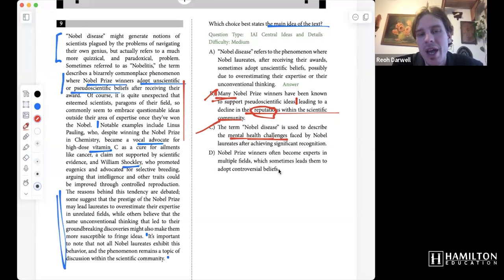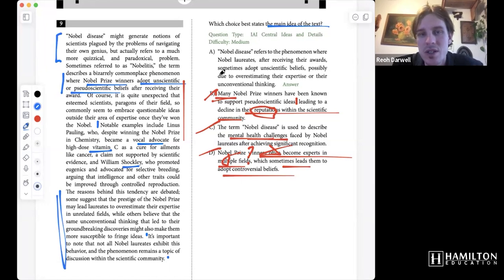All right. Then we have D, a totally wrong distractor, right? They often become experts in multiple fields, which sometimes lead them to adopt controversial beliefs. This experts in multiple fields part is just not supported in the passage at all. So there's something wrong with B, C, and D. Okay, now let's look at A. Let's see if there's anything wrong with it, right?